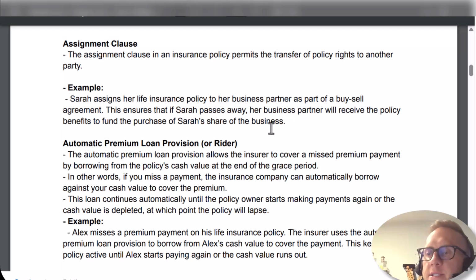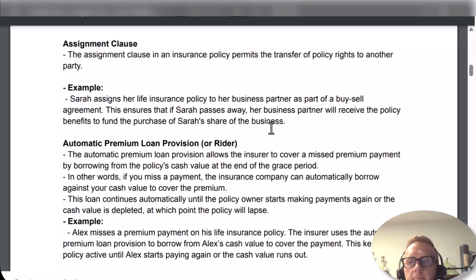Okay, next, assignment clause. We talked about this a little bit, but this is the part of an insurance policy that allows the transfer of rights to another party, from one owner to another. Sarah assigns her life insurance policy to her business partner as part of a buy-sell agreement. This ensures that if Sarah passes away, her business partner will receive the policy benefits to fund the purchase of Sarah's share of the business.